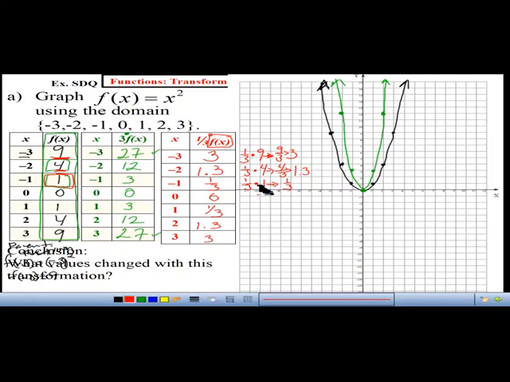Okay, so let's graph this. (-3, 3). (-2, 1 and 1/3), which is right there. (-1, 1/3). (0, 0). (1, 1/3). (2, 1 and 1/3). And (3, 3).